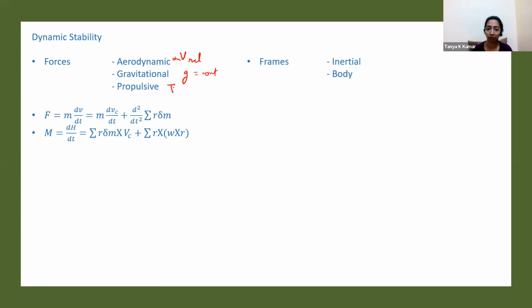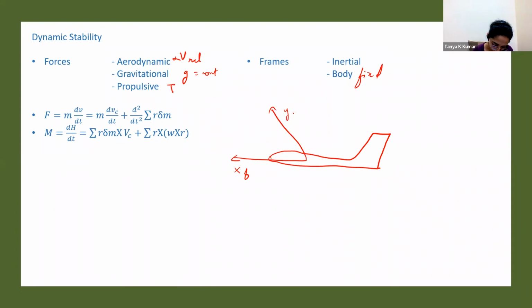Now we also discussed the two frames of motion. So our two frames of motion are inertial and body fixed. Okay. So if your aircraft is given like this, you have your x. I'm representing the body fixed axis with b, so xb. You have yb in this direction and your zb in this direction. Okay, so as the aircraft moves, these axes move with the aircraft. So that's why it's called body fixed.